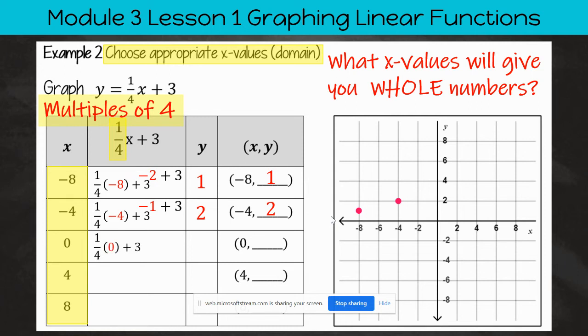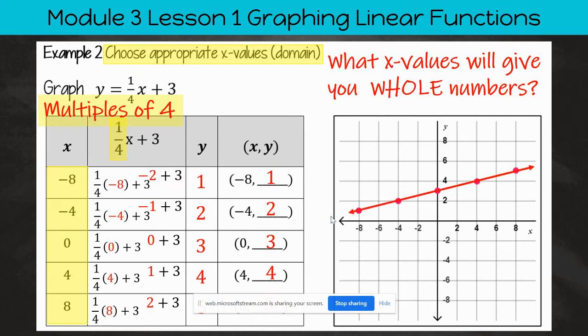Next, I have 0. 1/4 times 0 is 0, plus 3. 0 plus 3 is just going to give me 3. You'll notice you're starting to see a pattern here in your y values. 1/4 times 4 is 1. 1 plus 3 is 4. So we're at the point 4, 4. And finally, we have 1/4 times 8 plus 3, and that's going to be 2 plus 3, which is 5. And there's my point. I connect the points with a line and graph.